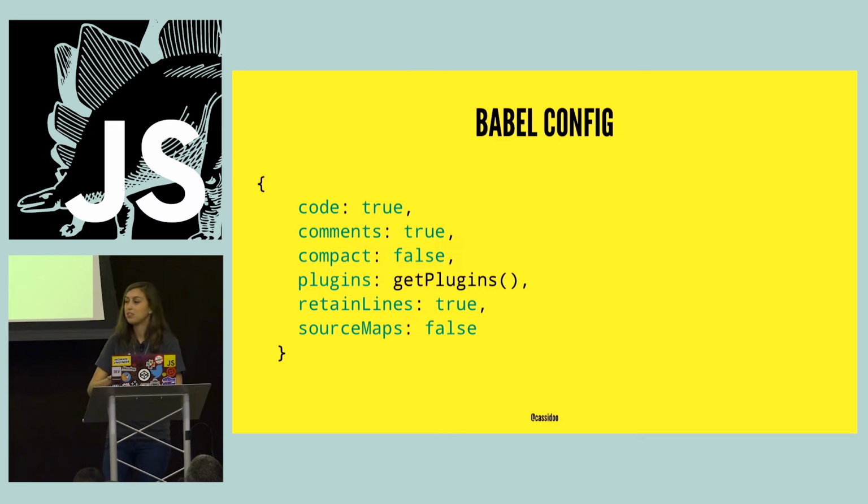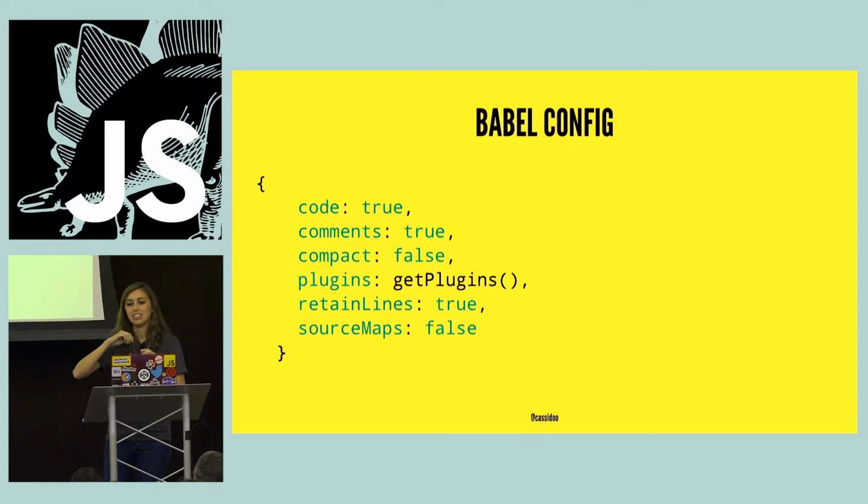So code was true. We also wanted the comments to be true, so that way if you were to export your code and you could get the compiled version and the original version, the comments would still be there. Otherwise, Babel would just cut out all the comments. Compact is false. We didn't want to give someone minified code when they got their code result. Plugins, that's just our function of all of the plugins that we were returning from our array that I mentioned before. Retaining the lines, that was very important too because of error detection.